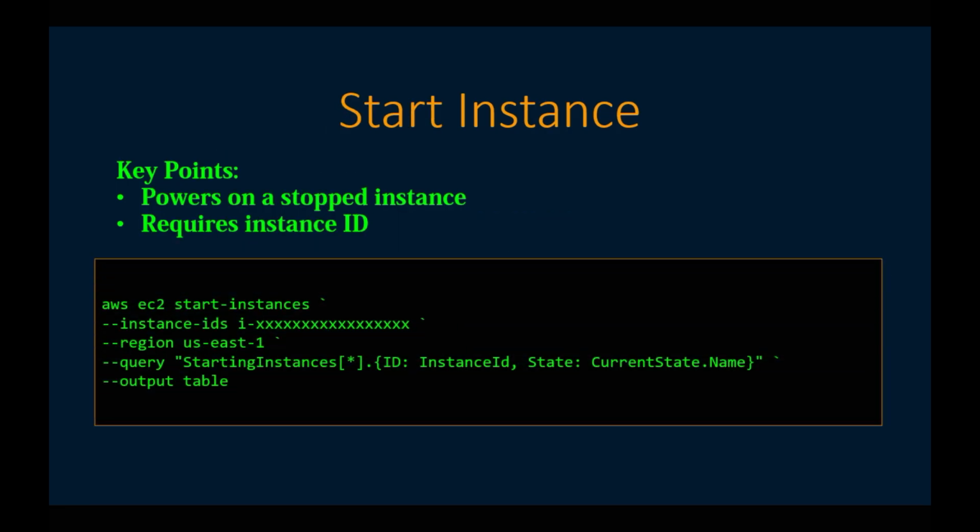Now let's say your instance is in a stopped state and you want to start it. Here is the start-instances command. Notice the query here. We are fetching the instance ID and the current state. So the moment you run this, the table will show you that the instance is moving into the pending state, confirming that the start operation has been triggered successfully.